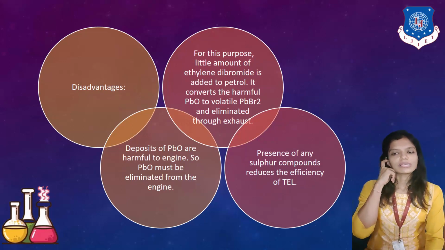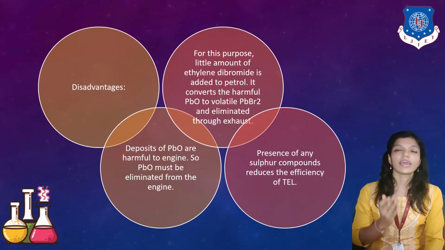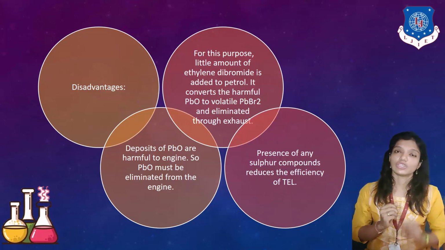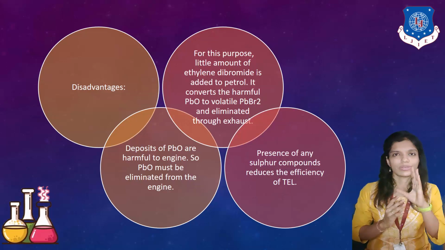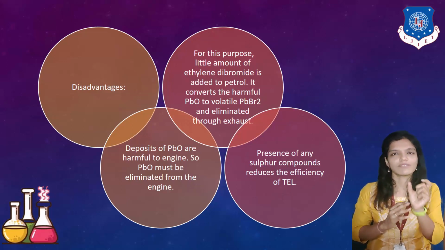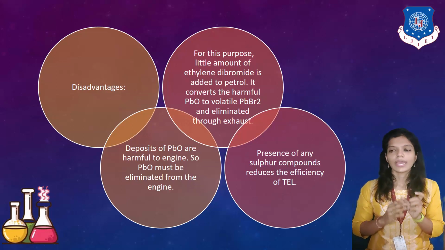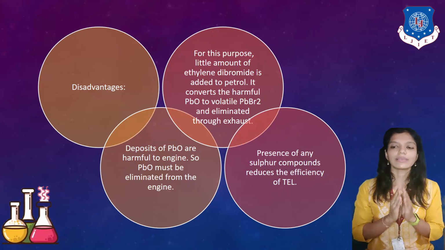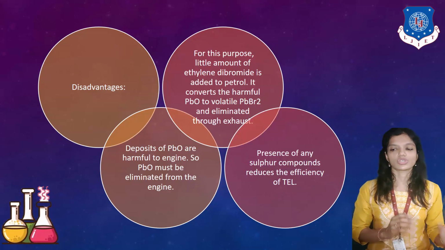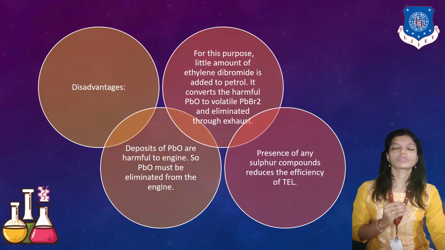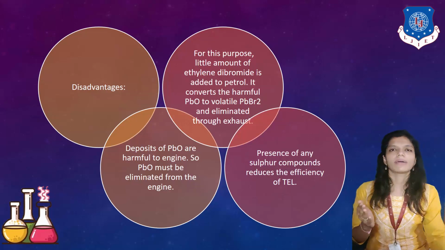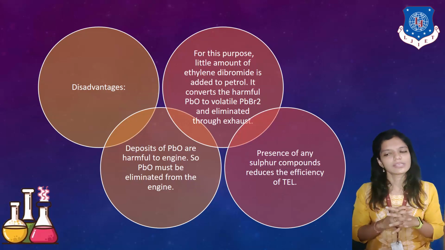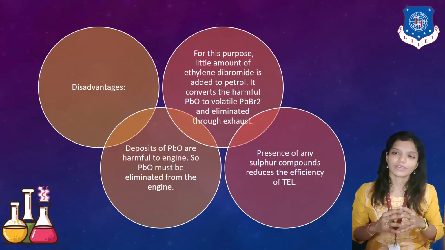Now, if we talk about disadvantages, deposits of PbO are harmful for the engine because it contains TEL. So TEL contains lead and PbO is formed, which is very harmful for any kind of engine. So PbO must be eliminated from the engine. For this purpose a little amount of ethylene dibromide is added to petrol and it converts the harmful PbO to volatile PbBr2 and is eliminated through the exhaust. Presence of any sulfur compounds reduces the efficiency of TEL. So it doesn't matter whether you add TEL or not. In this manner, this is the biggest disadvantage of it.